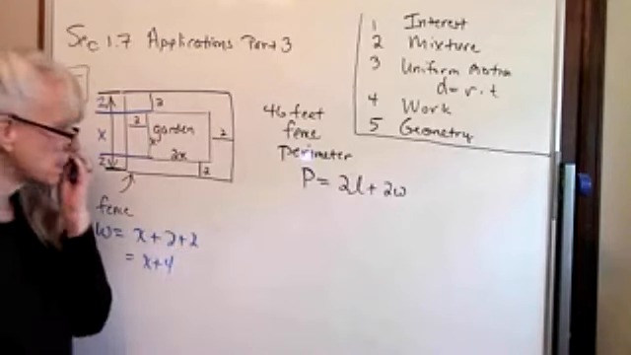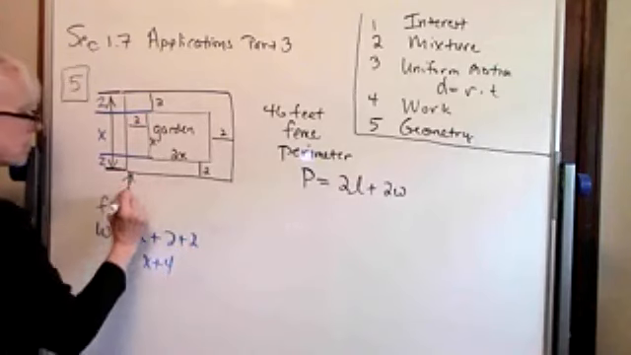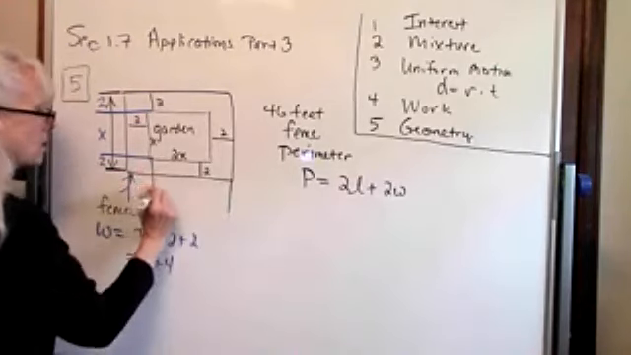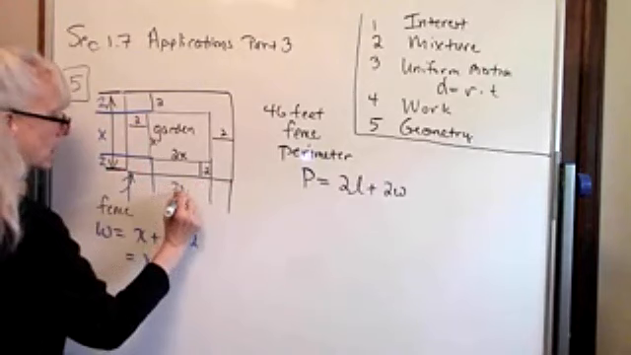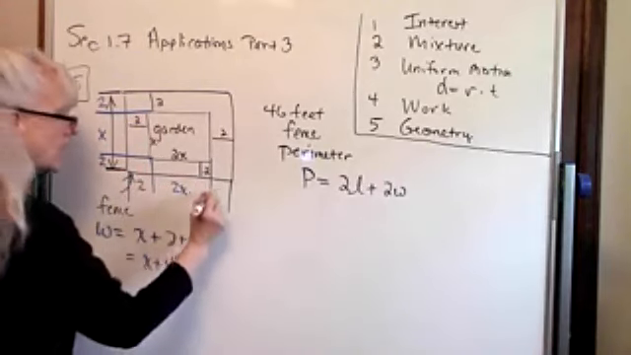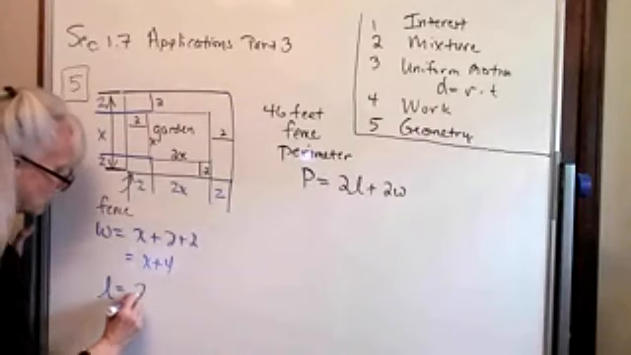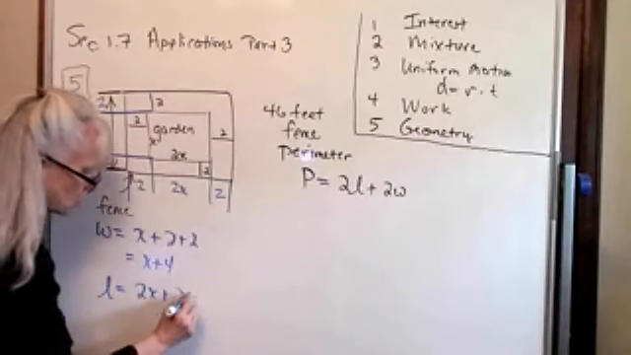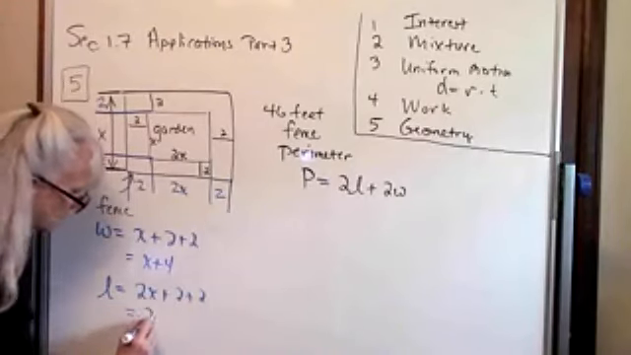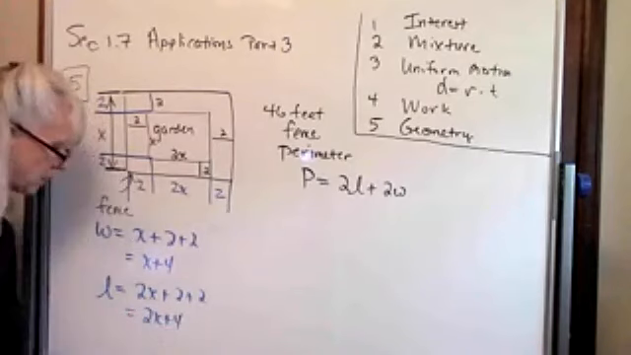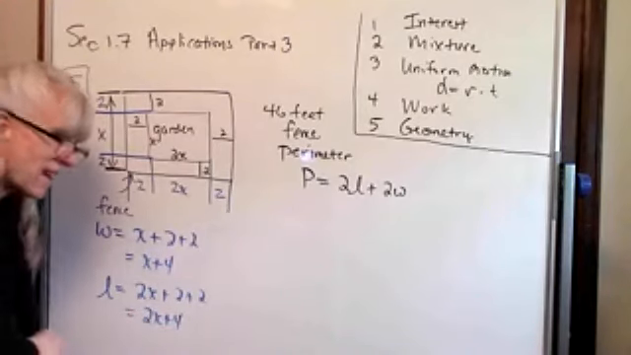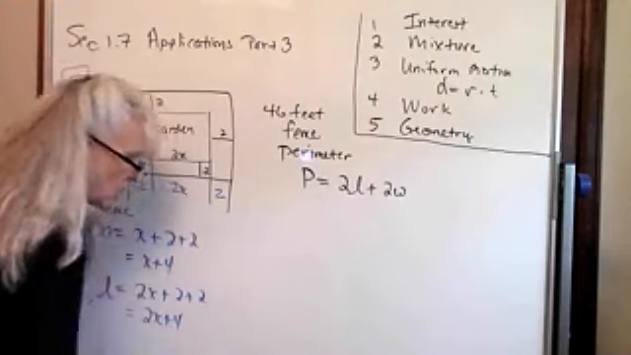And I'm going to do the same thing for the length. So the length is going from here to here. I know that in between here to begin with is 2X. I have 2 feet on this side and I have 2 feet on this side. So my length is 2X plus the 2 plus the 2, which would give me 2X plus 4. And that's the length of the fencing going around.